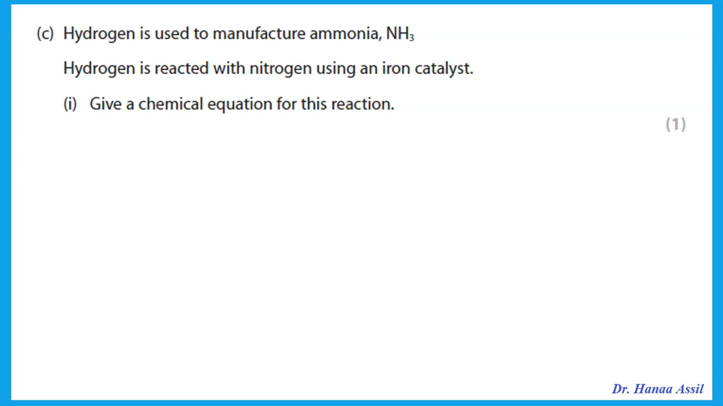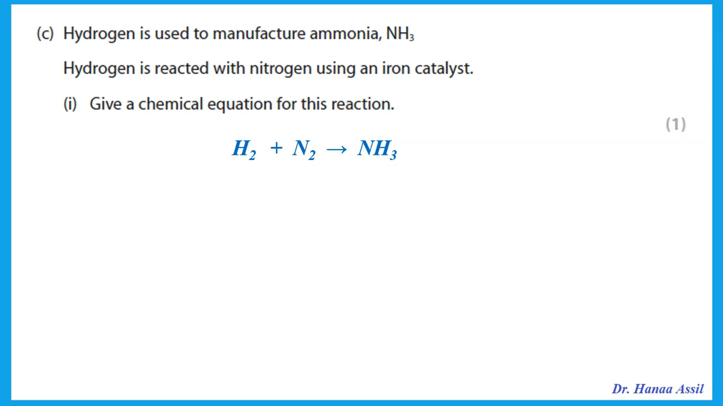Hydrogen is used to manufacture ammonia. Hydrogen is reacted with nitrogen using an iron catalyst. And I'm going to remind you that this is called the Haber process. And he says, give a chemical equation. Chemical means simple and balanced. So what are we saying? Hydrogen plus nitrogen to give ammonia.